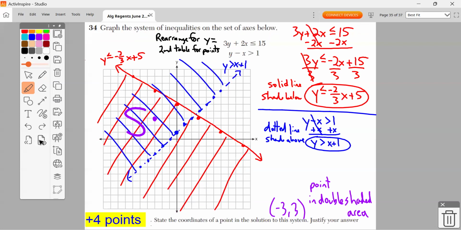In question number 34, another 4 credit question. Graph the system of inequalities below. You need to rearrange them for y equals first, all right? So rearranging this first equation for y equals -2x minus 2x.